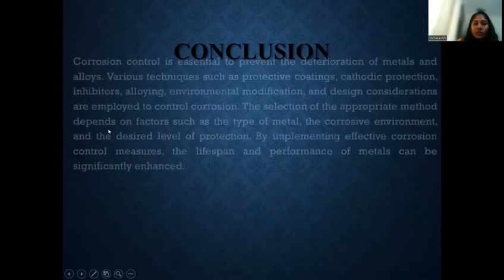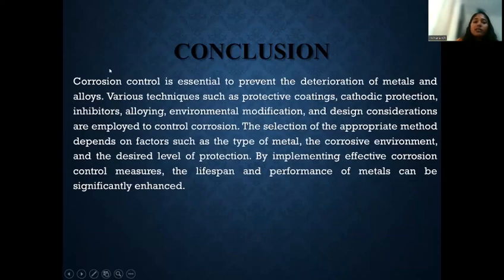And finally, the conclusion. Corrosion control is essential to prevent the deterioration of metals and alloys. Various techniques such as protective coatings, cathodic protection, inhibitors, alloying, environmental modification, and design considerations are employed to control corrosion. The selection of an appropriate method depends on factors such as the type of metal, the corrosive environment, and the desired level of protection. By implementing effective corrosion control measures, the lifespan and performance of metals can be significantly enhanced.